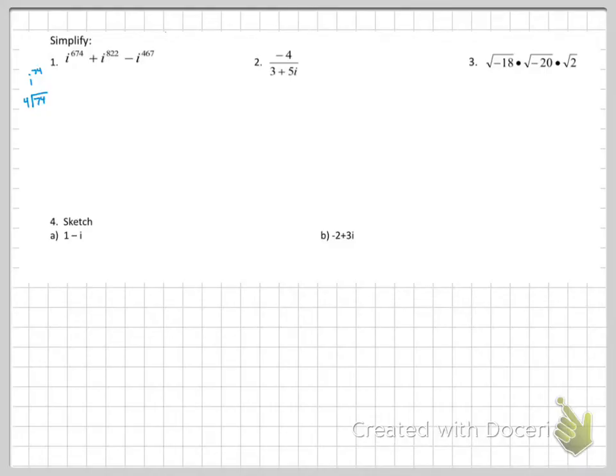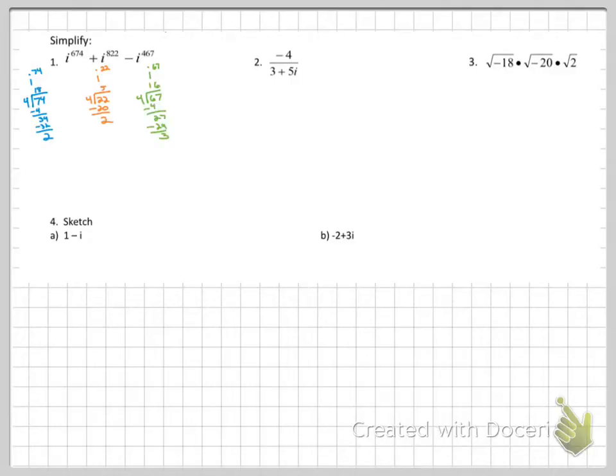Then I'm going to have you do i to the 822. But 800 is divisible by 4, so I'm just left with 22. And then finally, 467. 400 is divisible by 4, so I'm left with the 67. Do all those divisions and find out what your remainders are.